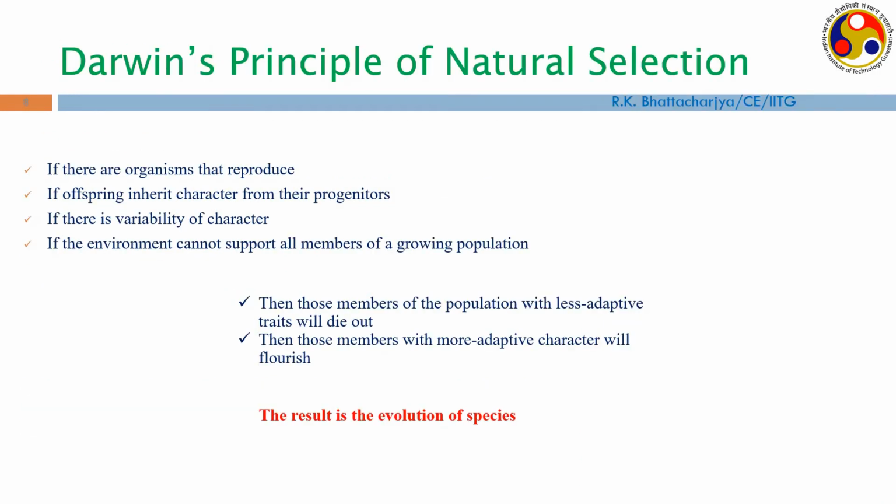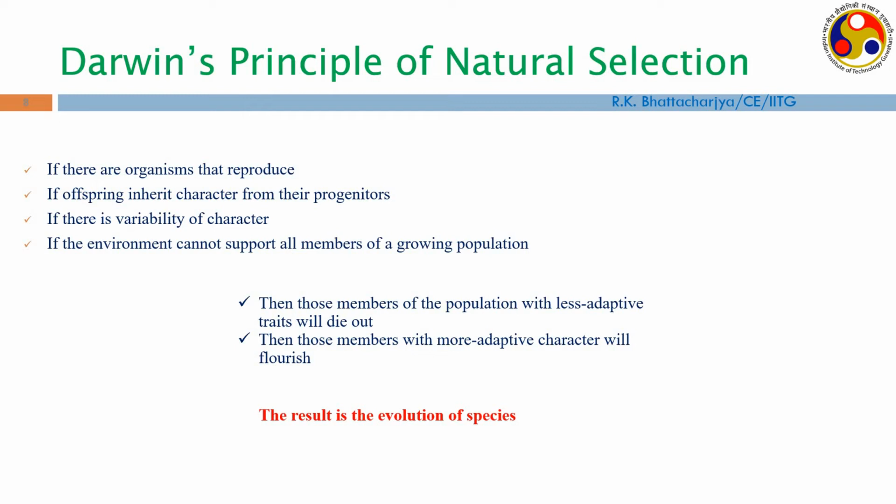So what is Darwin's principle of natural selection telling? Finally, if there is an organism that reproduces, producing offspring, and the offspring inherit characteristics from their progenitor, that is, from their parents, and if there is a variability of character, so it's not that everybody will have the same character, and if the environment cannot support all the members of the growing population.